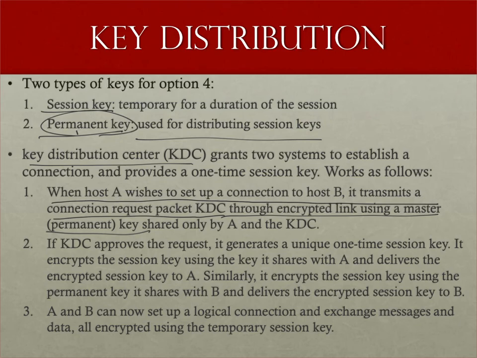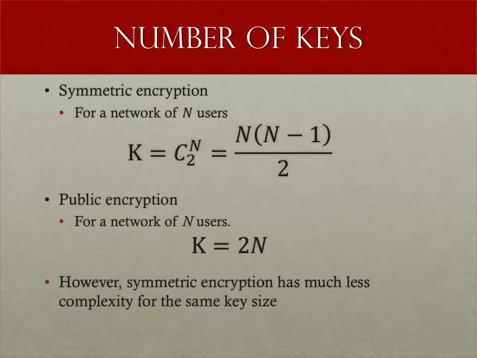So C will say, okay, I will give you a key, and this key is temporary, that you can use to communicate with B for a certain period of time. This is the session key. Is that clear? So if the KDC approves the request, we'll see on what basis the KDC approves that request, it generates a unique one-time session key, encrypts the session key using the master key, and sends it back to A. Similarly, it encrypts the session key and sends it to B. So now A and B can talk. A and B can now set up a logical connection and exchange messages securely.